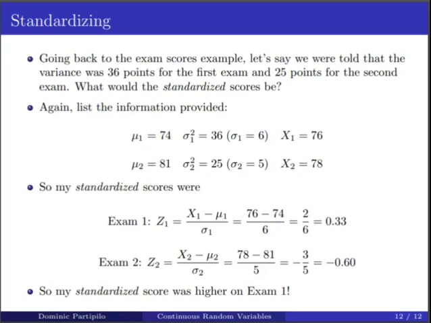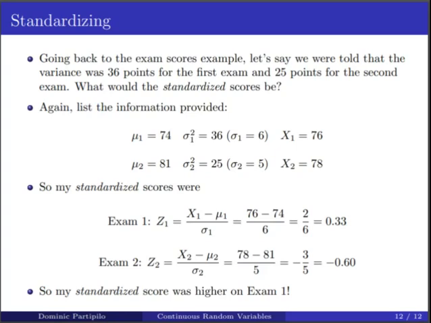And then the mean of the second exam, which we're going to call mu2, for any of the Pokemon fans out there, this is going to be 81. And then the variance of the second exam, we just found out, was 25. And if we convert that to a standard deviation, that's going to be 5. So my scores, remember, on the first exam, I got a 76, and on the second exam, I got a 78. And we are trying to determine which exam score was better.